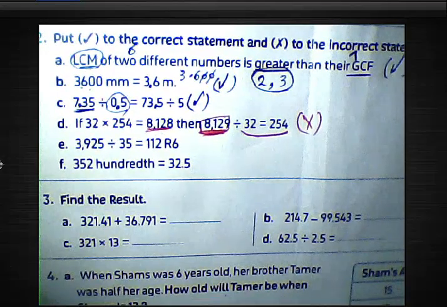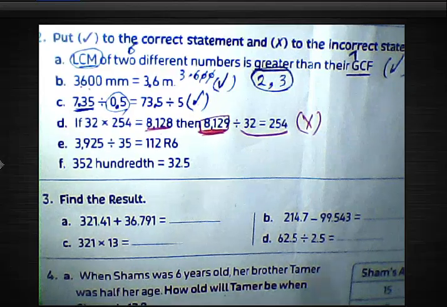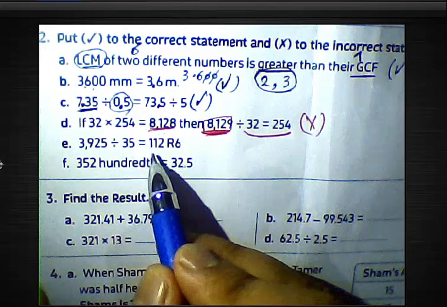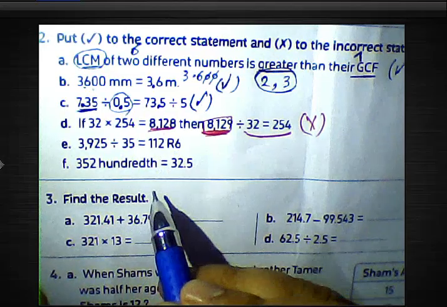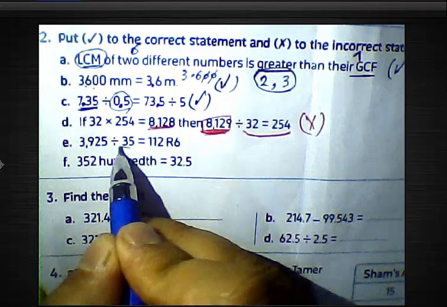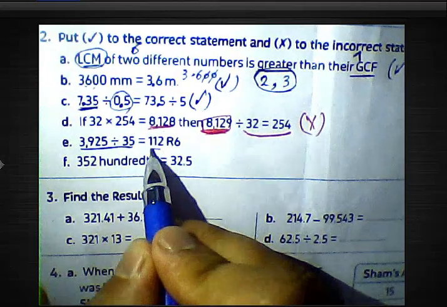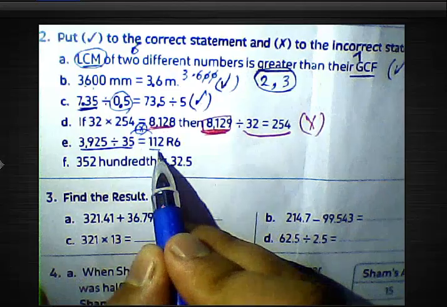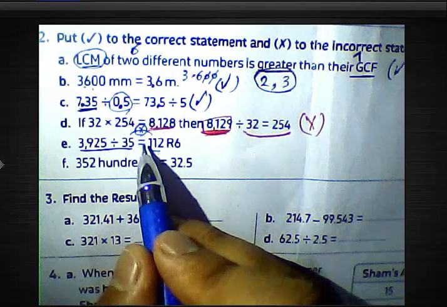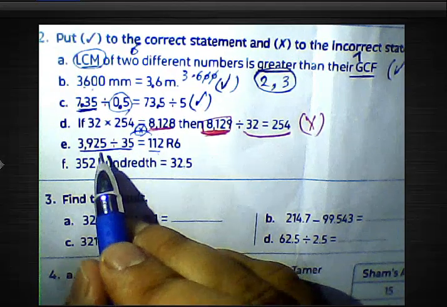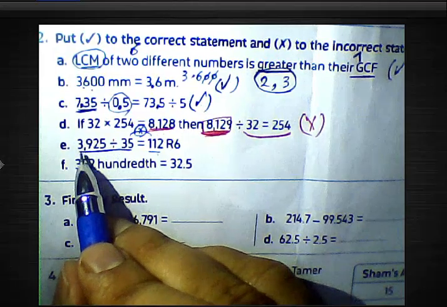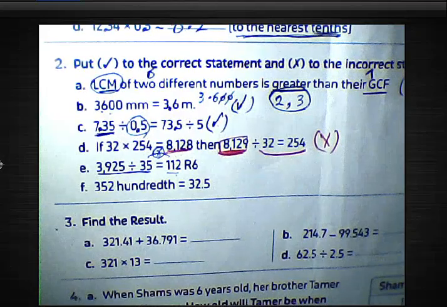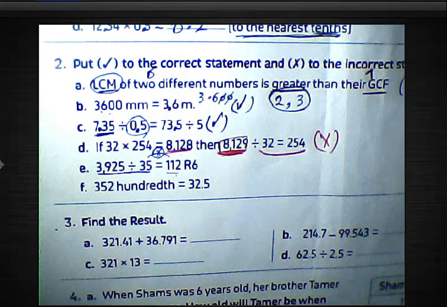Question E. Letter E. 3925 divided by 35 equals 112, remainder 6. You can solve this example to find the quotient and the remainder, or we can multiply the quotient and the divisor, and then subtract the result from the dividend. Okay, we can solve this in two ways to find the result.